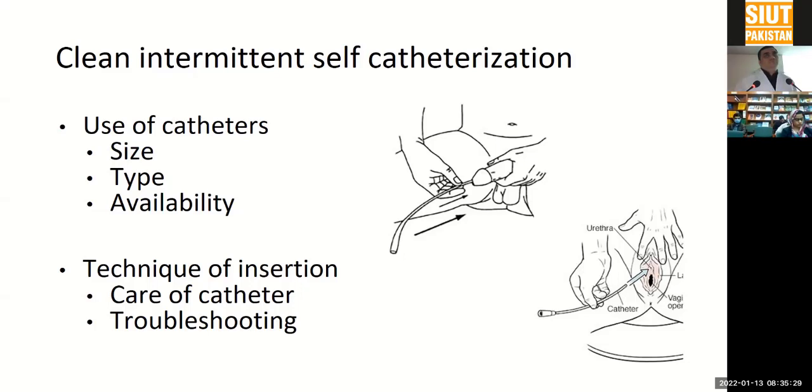We tell them about their appropriate size Nelaton tube, that this is the size which is available. Most of the time we also provide them with an extra Nelaton tube as well. And then we also tell them about the xylocaine gel, and we explain the whole procedure: after washing your hands thoroughly and wearing gloves, they have to apply the xylocaine gel on the tip of the Nelaton tube and insert it. And once their bladder is empty, they have to remove it, wash the Nelaton tube with warm water, and place it back in the covering.